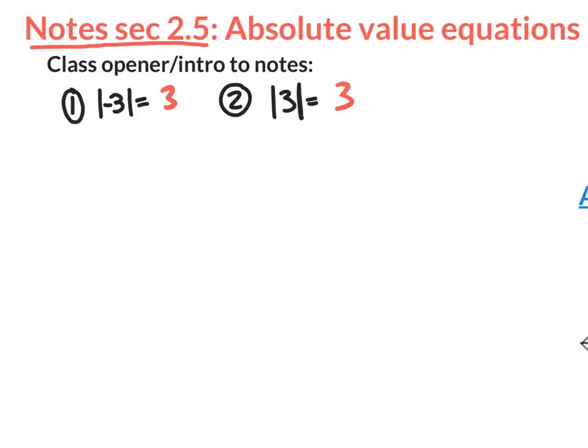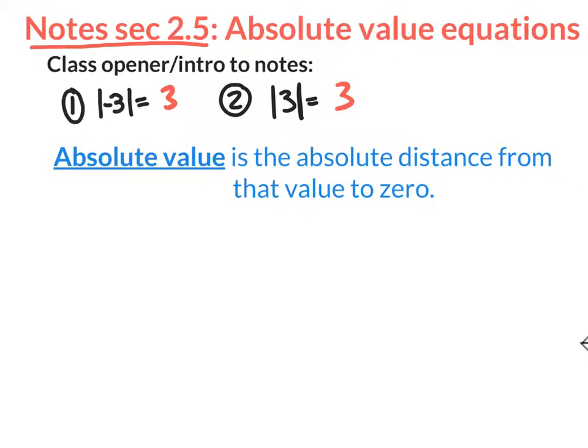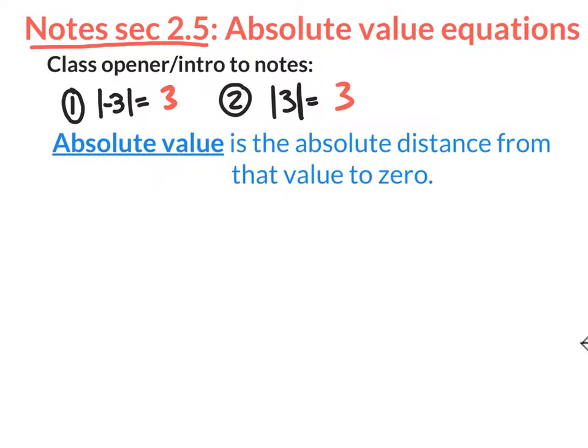What is the definition of absolute value? It's the absolute distance from that value to 0. So when we talk about distance, there is no such thing as negative distance.